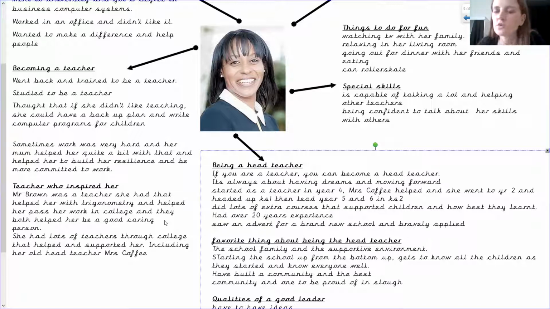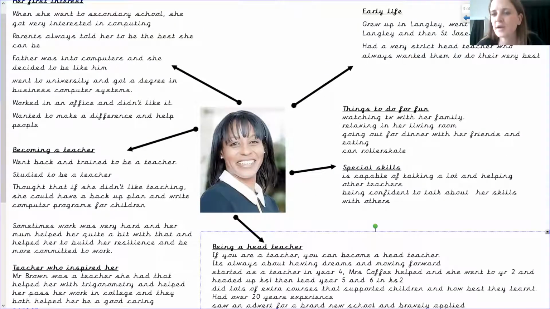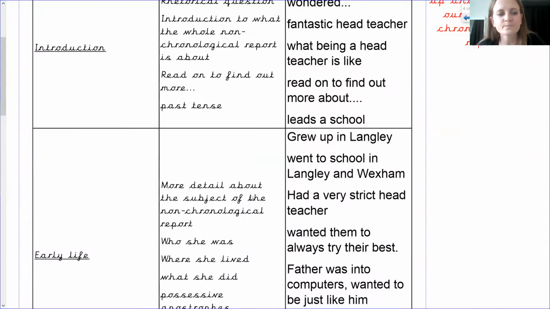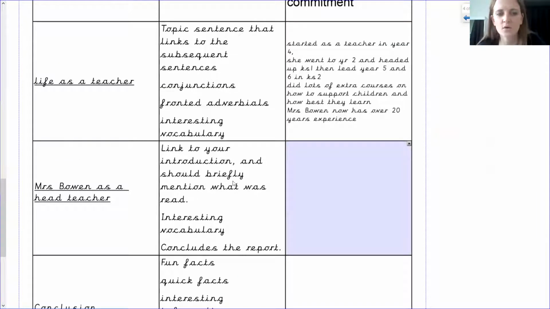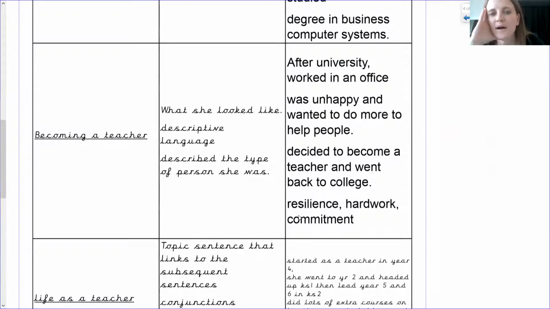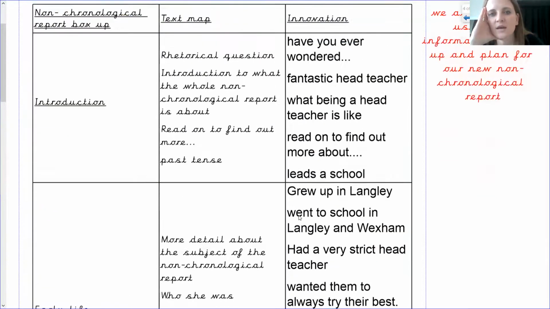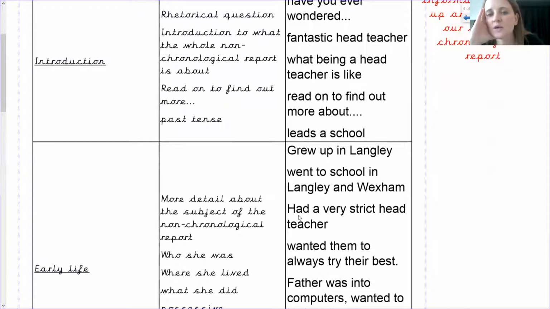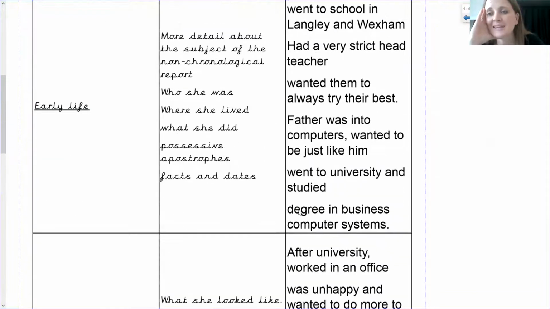Your other paragraph could also have a little fact box. Maybe you want to have a fun fact box about things she likes to do for fun or special skills. So I'm going to let you plan your last paragraph about Mrs. Bowen as a head teacher yourself. And then remember, when we're looking at our conclusion, I want you to link it back to what we asked at the very beginning, over here, about a fantastic head teacher, what it's like being a head teacher, leading a school.